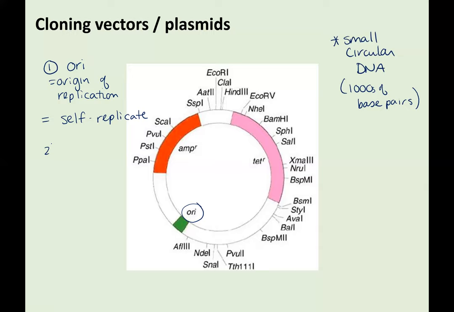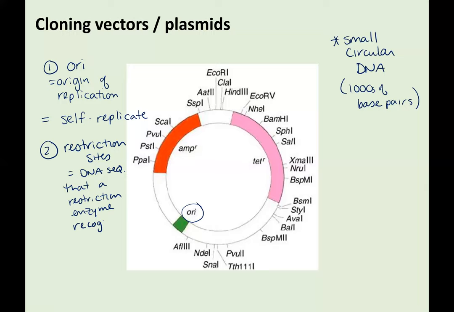The other thing you want your cloning vector or plasmid to have is restriction sites, which just means the DNA sequence that a restriction enzyme recognizes. So you can see all of these three to four letter codes with numbers. All those are Roman numerals at the end. All of these different restriction sites that we have for cloning.